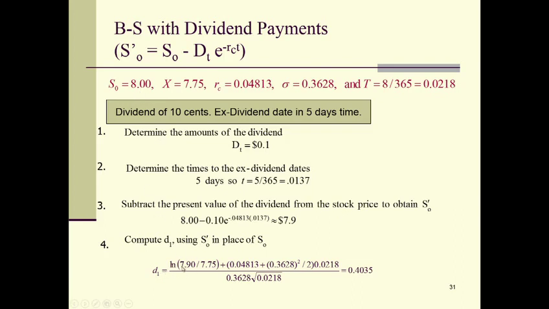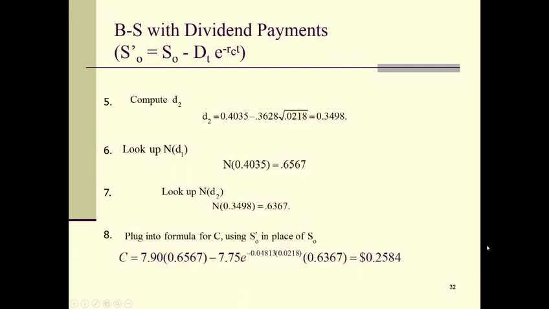So again, D1 is log of S over X plus R plus sigma squared divided by 2 times time, over sigma square root time. So you get your D1, and D2 is D1 minus sigma square root time. Look up N(D1), N(D2), put it into the formula: S N(D1) minus present value of X N(D2).